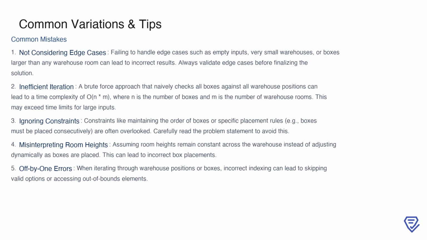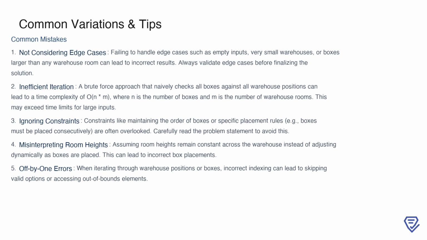Misinterpreting room heights is also a frequent issue. Remember that room heights typically adjust dynamically as boxes are placed, so assuming they stay constant can lead to incorrect placements. Finally, watch out for off-by-one errors in your loops.